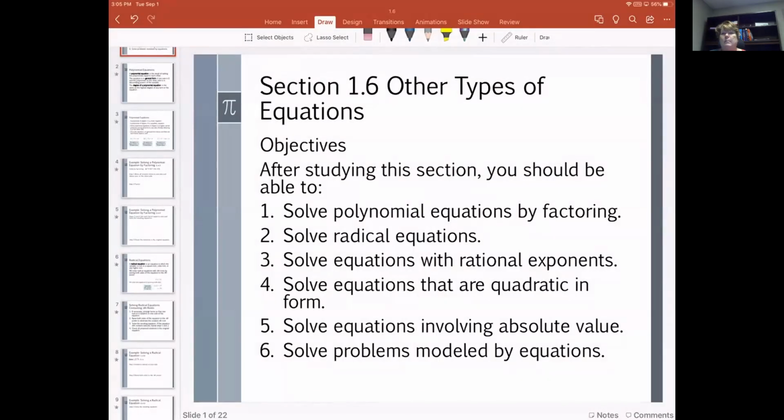And we're going to skip that. That's a radical equation. You can look at that. And that is the end of section 1.6.